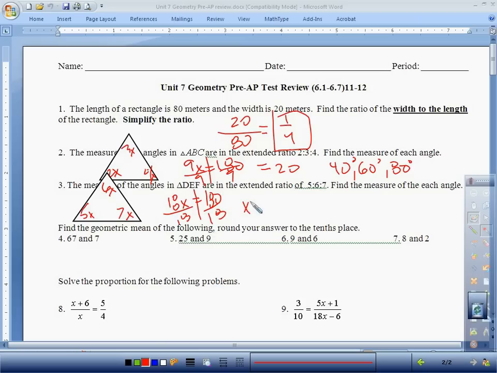Divide both sides to solve, and x is 10. Substitute back in, and I get 50 degrees, 60 degrees, and 70 degrees.